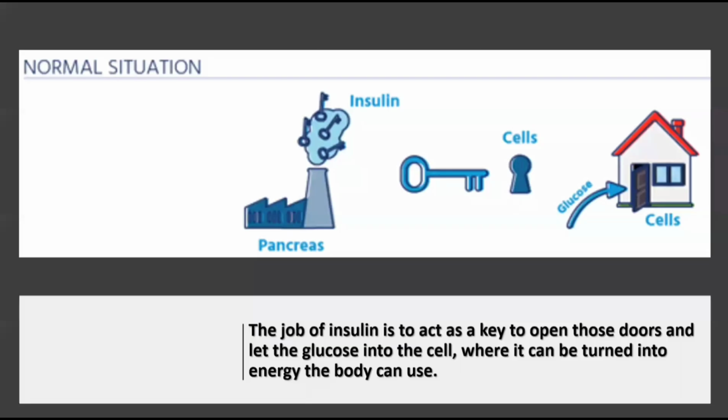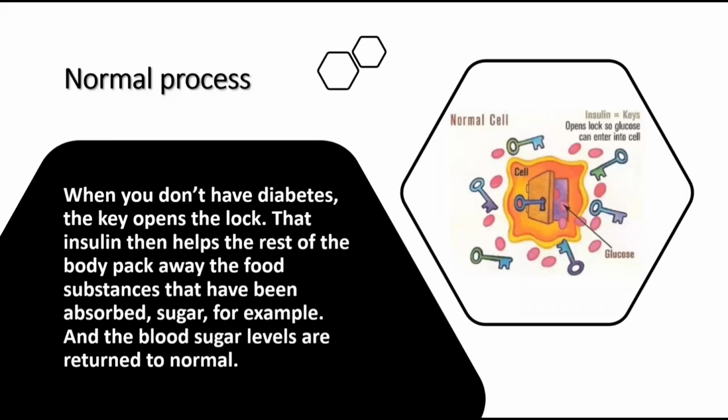Imagine the cells in our bodies are little houses with doors that need to be opened to let the visiting glucose in. The job of insulin is to act as a key to open those doors and let the glucose into the cell where it can be turned into energy for the body to use. Think of the receptor as a lock and the insulin as a key. We need the insulin to open the receptor to allow the glucose to come in. When you don't have diabetes, the key opens the lock. That insulin then helps the rest of the body pack away the food substances that have been absorbed. Then, the blood sugar levels are returned back to normal.